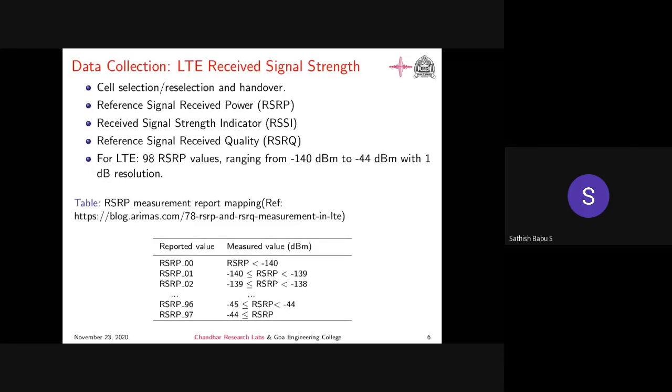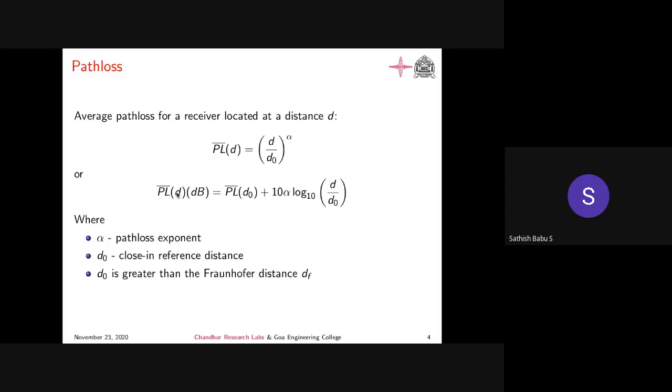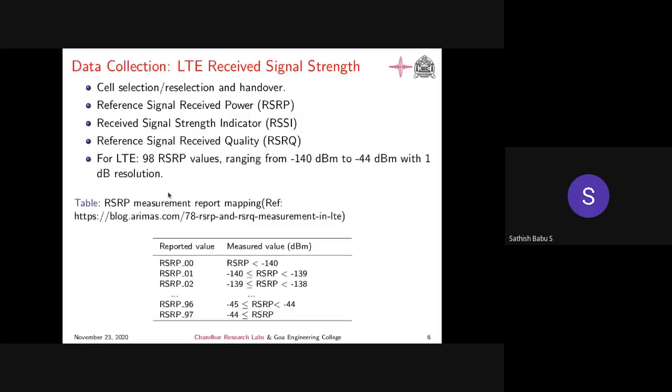So RSRQ is equal to N, the number of resource block elements, multiplied by your RSRP, divided by your RSSI. Here I have mentioned a table of the RSRP values, starting from 00 to 97. Every 1 dBm is given an RSRP value numbered from 00 to 97. This table is taken from the reference blog, RSRP and RSRQ measurement in LTE.